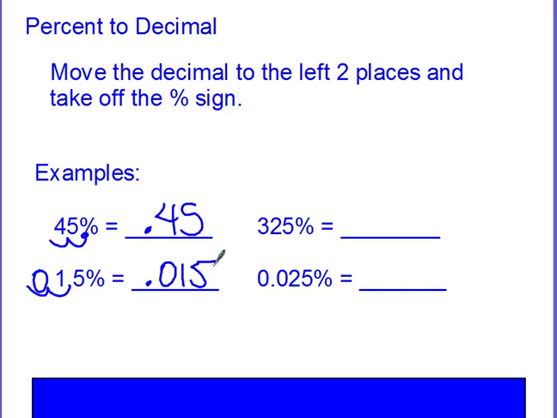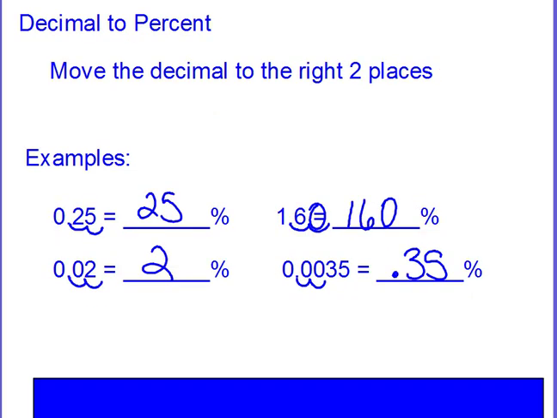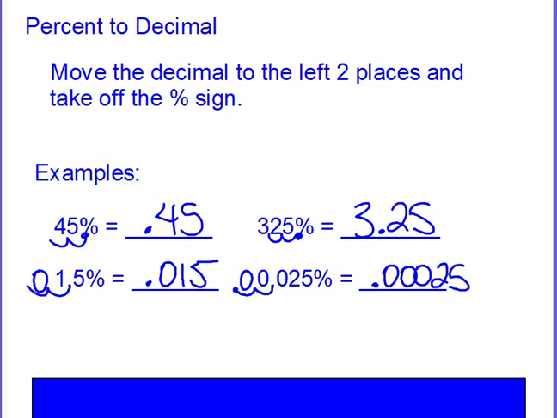325%, well, anything above 100, you know you're going to have a whole number in there. So again, it doesn't have a decimal, so we know it's at the end. I move the decimal 2 places to the left, and we end up with 3.25. 0.025%, same thing. We move the decimal 2 places to the left. I have an empty, so I add another 0, and this one becomes 0.00025. So to change a decimal to a percent, you just move the decimal 2 places to the right and add a percent sign. To change a percent to a decimal, you move the decimal 2 places to the left and take off the percent sign.